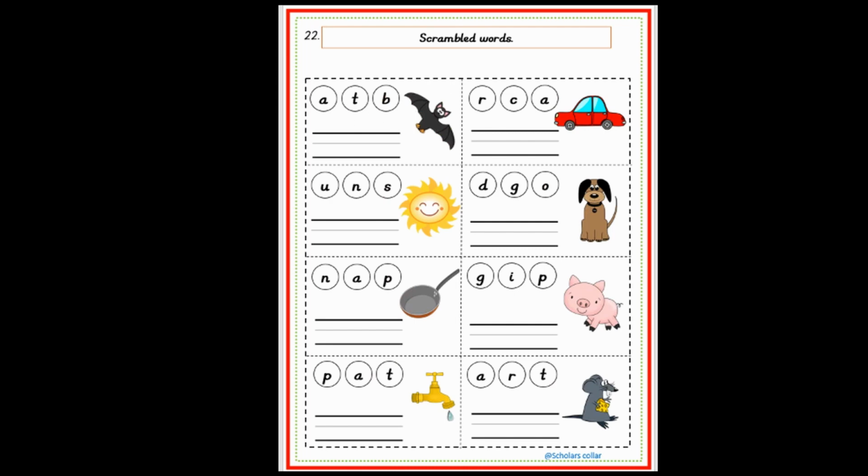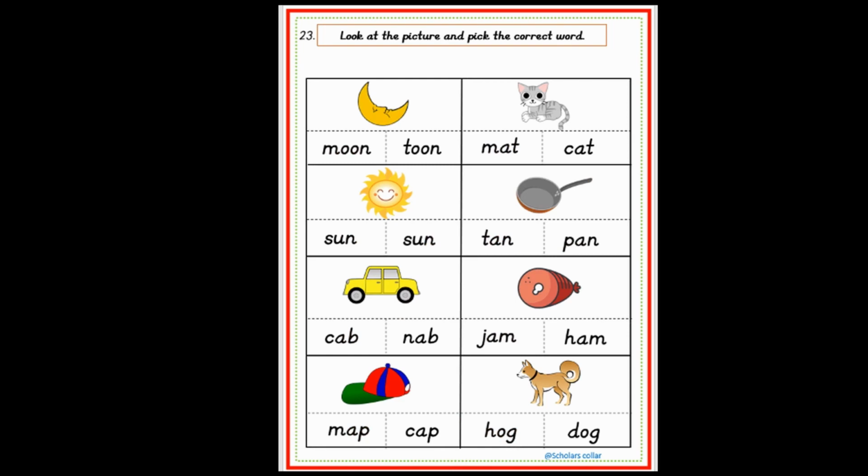Next, we have scrambled words. So you're going to go ahead and write B, A, T, bat. Next, we have unscramble the words. K, R, car, S, U, N, sun, D, K, dog, and hen. So pig, rat.